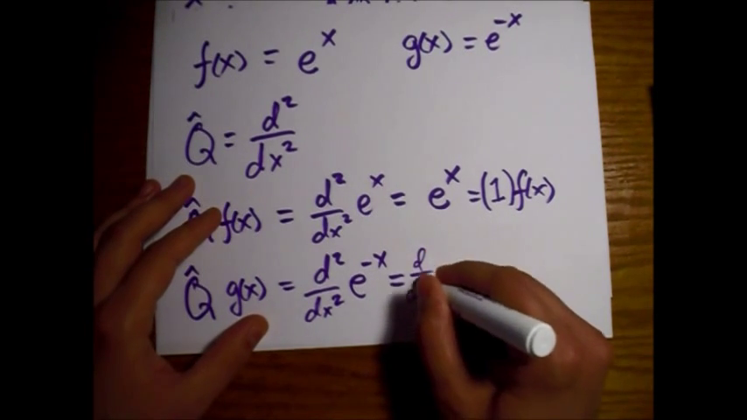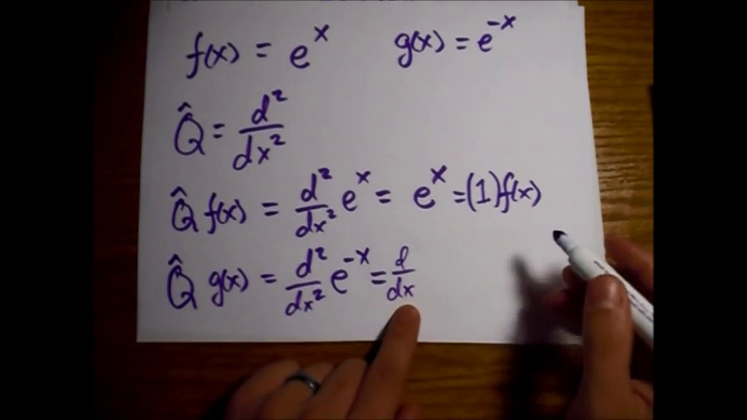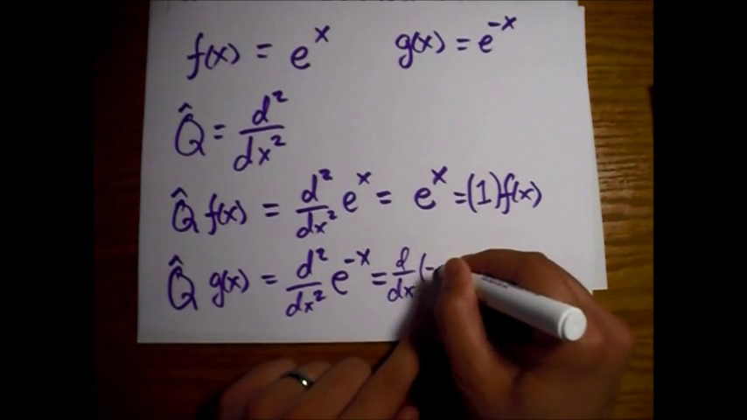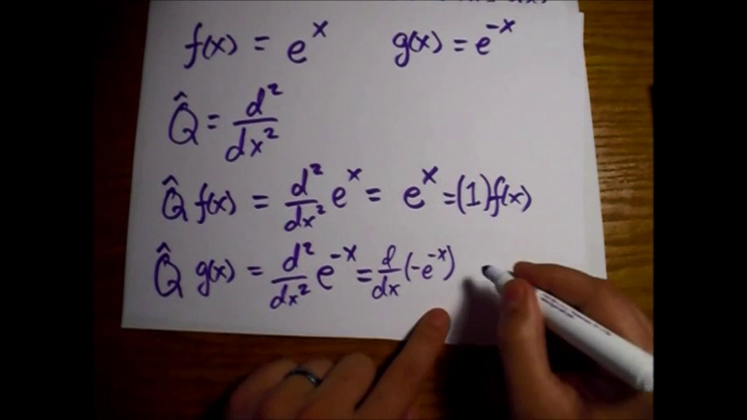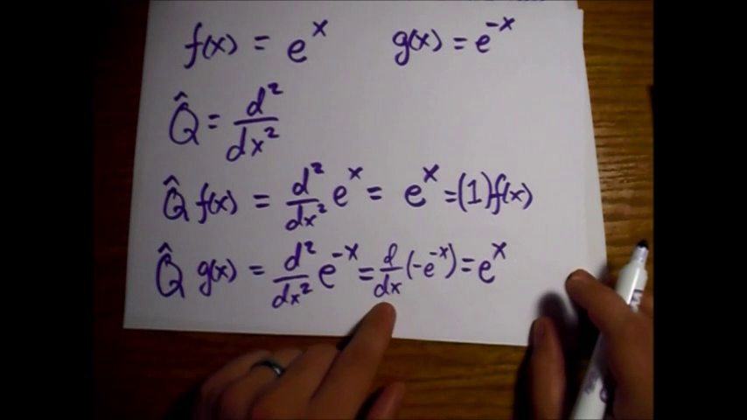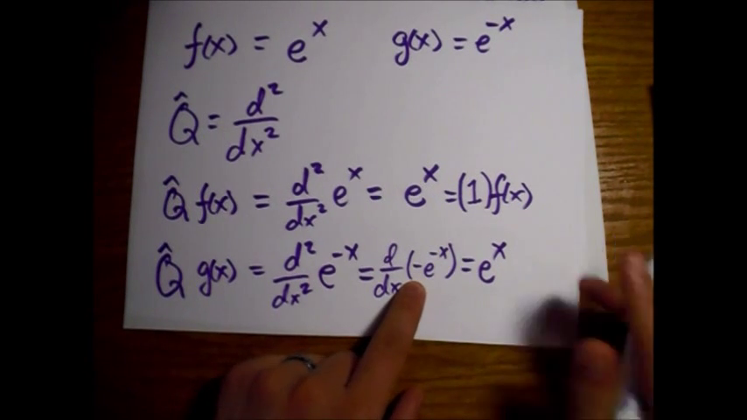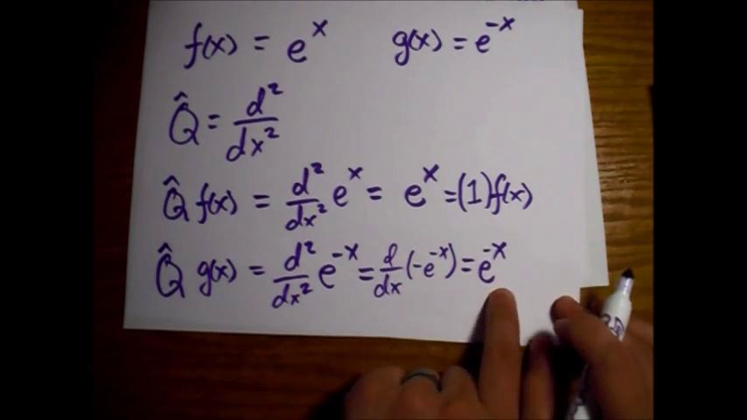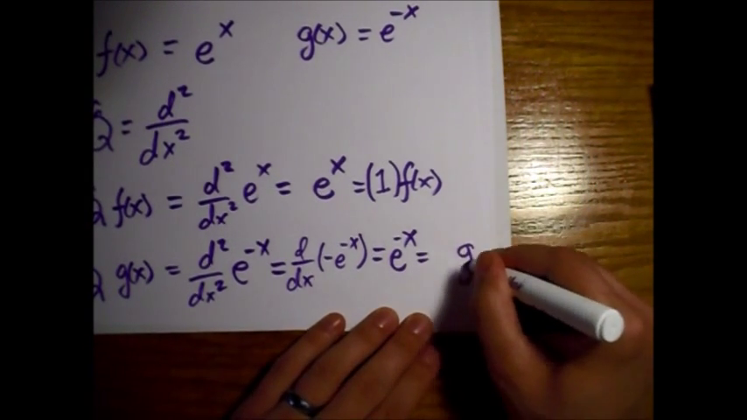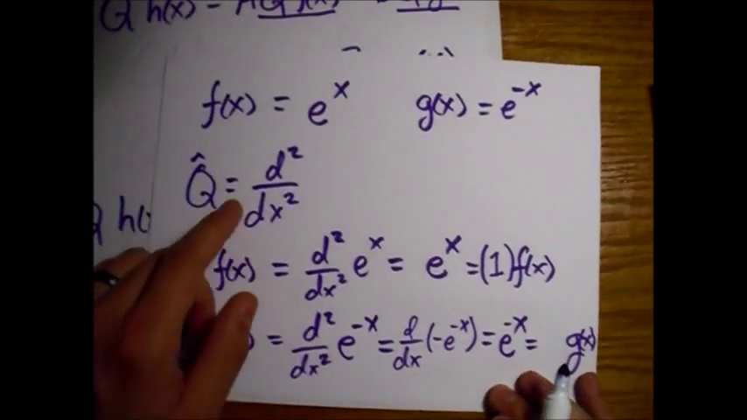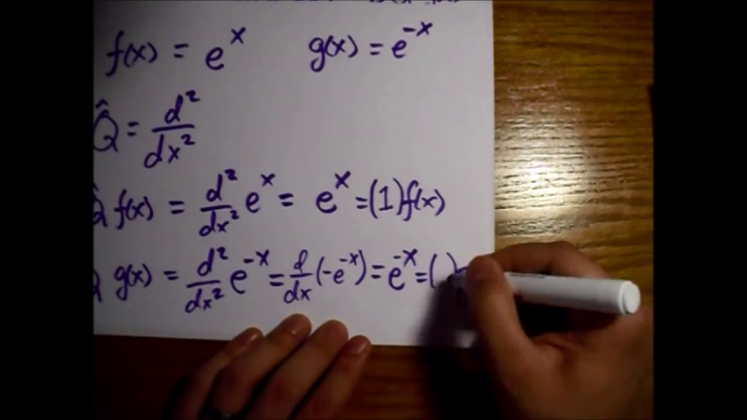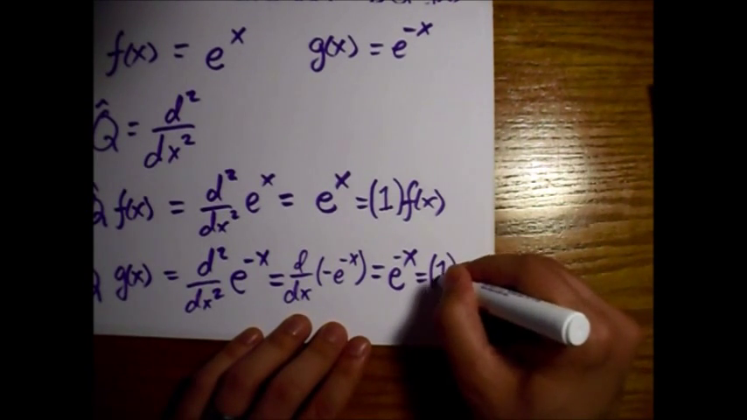So I'm going to take one derivative. So now this is just one derivative that's left, and now we have a minus e to the minus x. Taking this other derivative will bring down another minus sign, and we are left with just e to the minus x on this side, which is g of x from right here. And again, the constant out front is just 1 again.